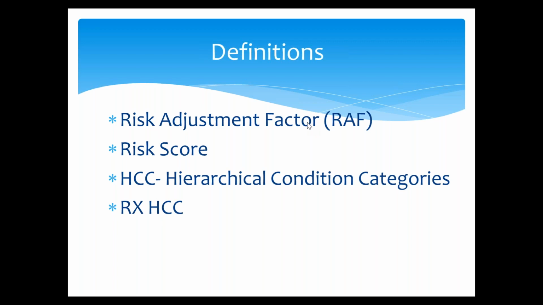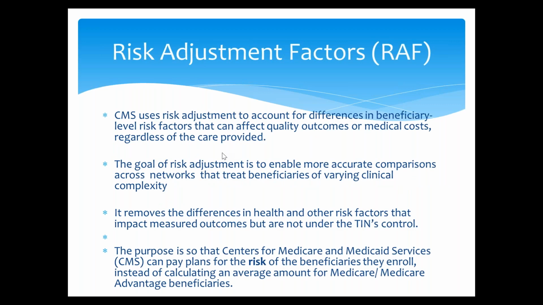So I want to start with a couple definitions here: risk adjustment factor, risk score, HCC, and then the RX HCC. So the risk adjustment factor, CMS uses this to account for the differences in the beneficiary level risk factors that can affect the quality outcomes or medical costs regardless of the care provided. So the goal is to enable more accurate comparisons across networks that treat beneficiaries of varying clinical complexity, because some networks may have more healthy patients than others, and you can't put everybody into the same pot. So you have to be able to adjust for that.